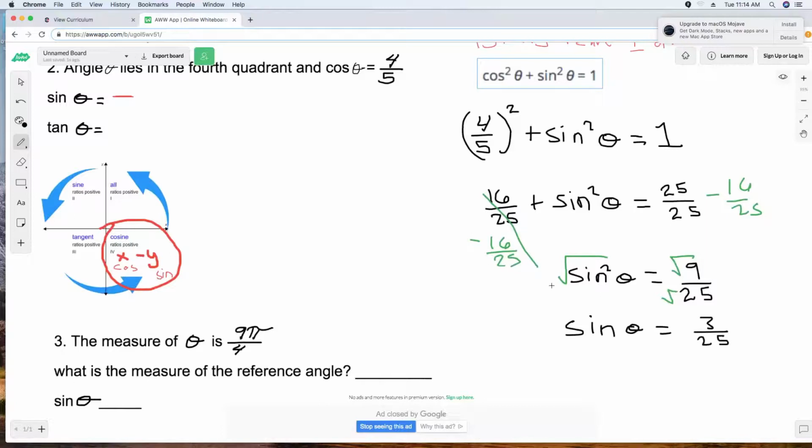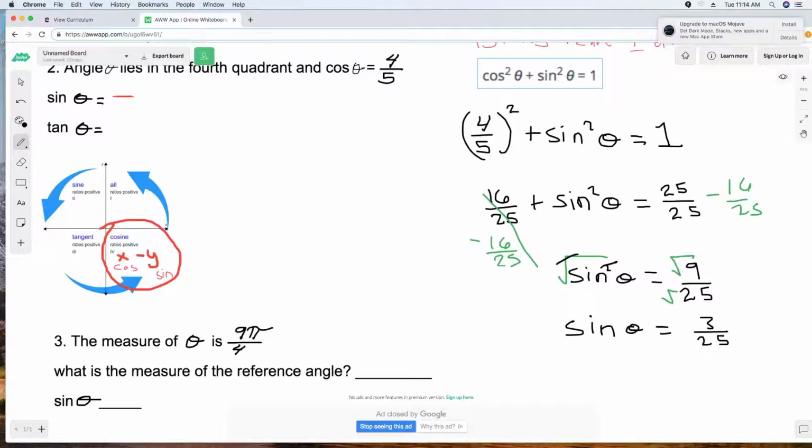Any questions on how I went from any of these steps, the square root, canceling the square, leaving sine by itself, any of these other steps? If you have a question, please type it in the chat, and then if we need to stop, Ms. Perez will let me know.